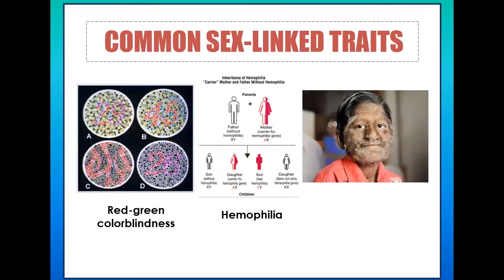Lastly, another example of a sex-linked trait is hypertrichosis. This condition is known as werewolf syndrome. There is excessive hair growth all over the body. That is why it is called werewolf syndrome.